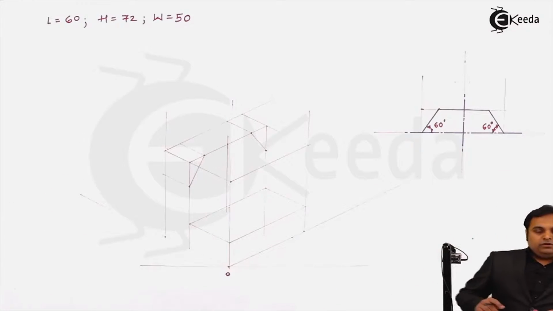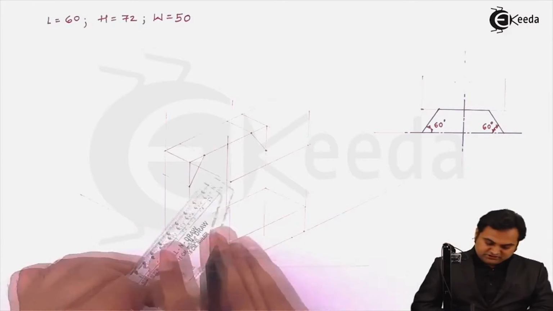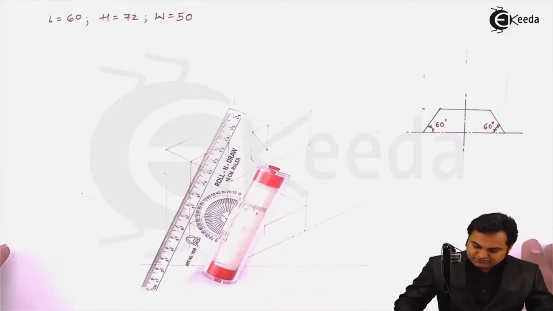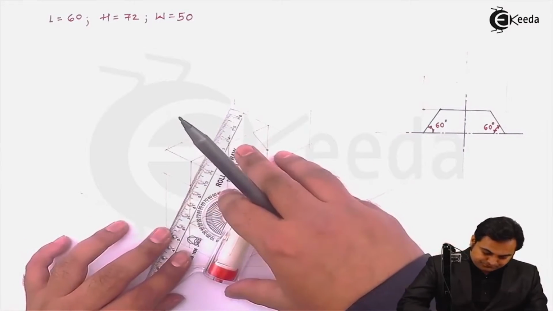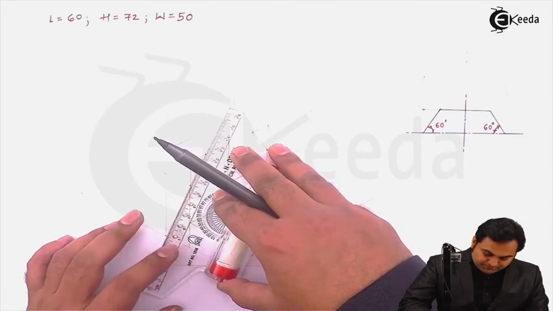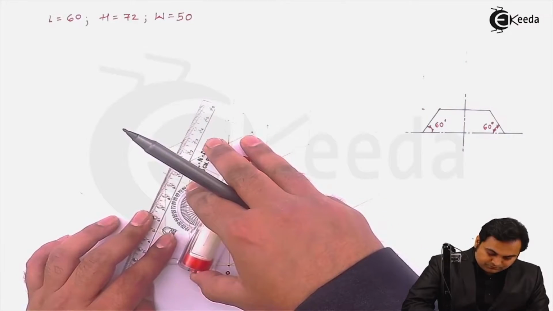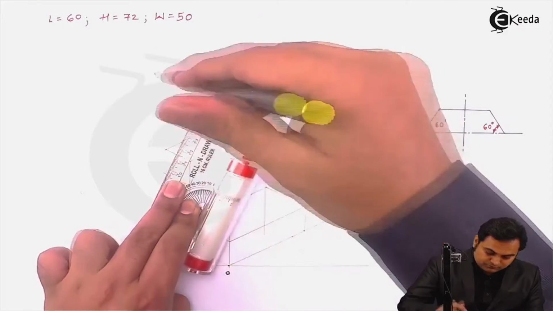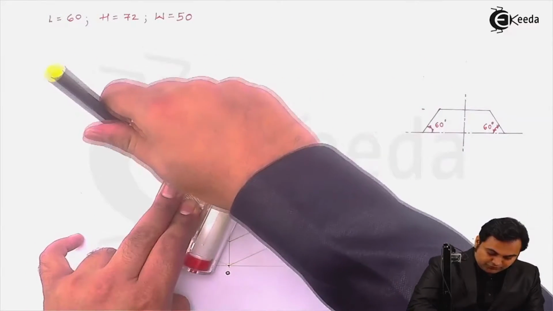And now these are complete surfaces. So parallel to this surface, I am drawing a line joining these 2 points.